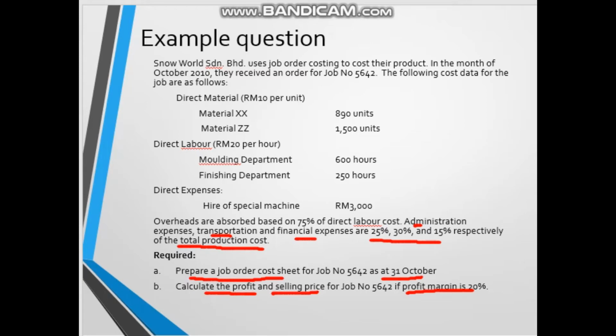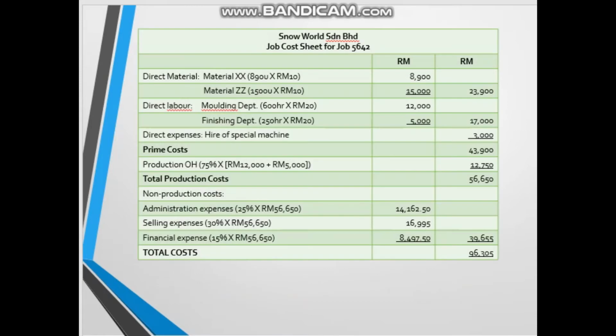Alright, now we are going to have a look at the answers, how to answer this one. So we have the direct material, material X and material Y. We take the units, 890 and 1500 units, and times 10 ringgit. Since in this question the rate is the same, we use the same rate, which is 10 ringgit. So 8,900 and 15,000.